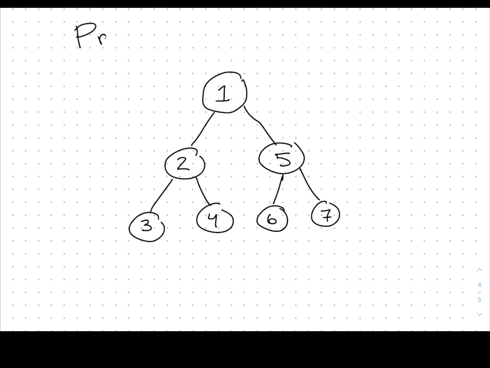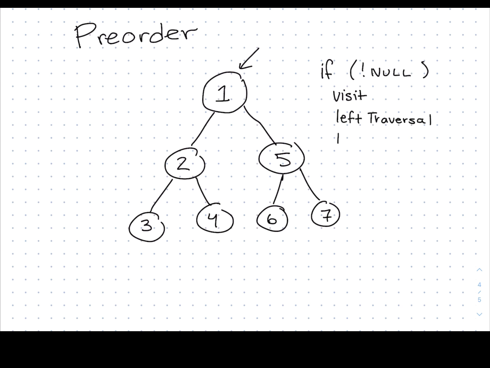The algorithm for preorder traversal is to take a look at the current node. If it's not null, then visit, which means basically take a look at it or display it or do whatever we want to do with the current node. Recursively visit or traverse its left node, then recursively traverse its right node. So our first node, 1 here, is not null. So we're going to visit it, and this might print out 1.